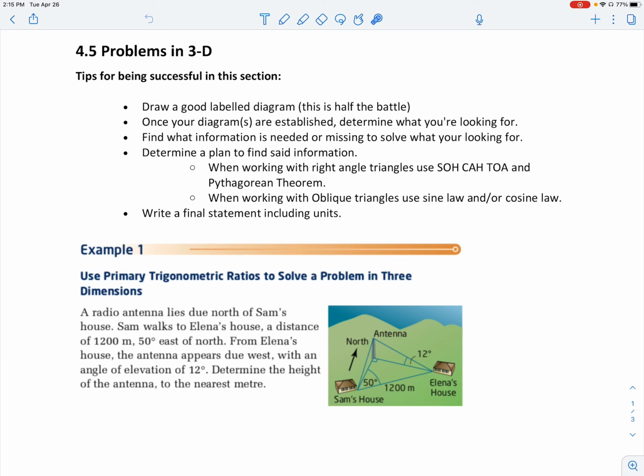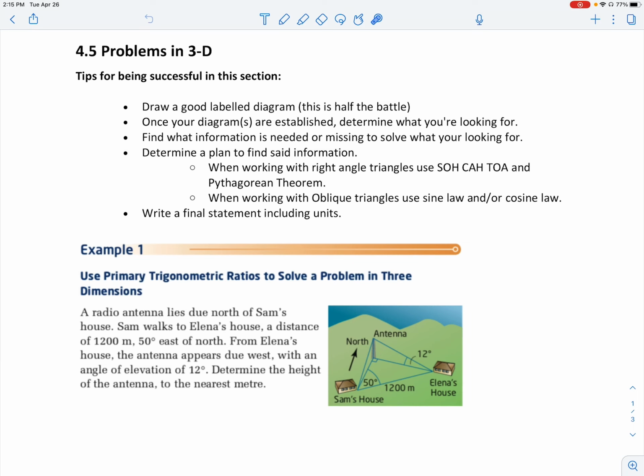In this lesson, we're basically going to take everything we learned about solving problems in 2D and apply them in a 3D setting. So this is definitely appropriate because a lot of problems in real life arise in three-dimensional settings. So I've included some tips in here for being successful in this section.